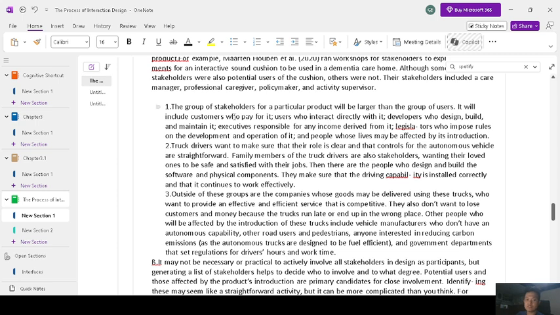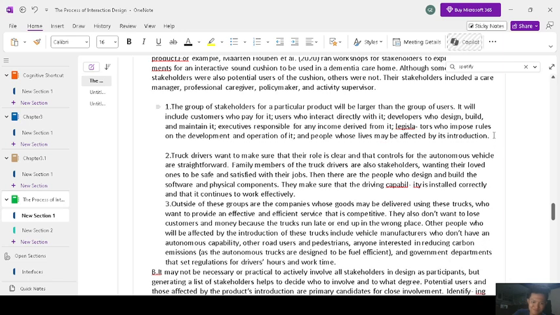It will include customers who pay for it, users who interact directly with it, developers who design, build, and maintain it, executives responsible for income derived from it, legislators who impose rules on the development and operation of it, and people whose lives may be affected by its introduction.